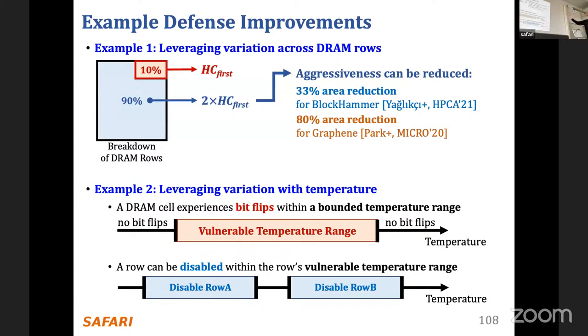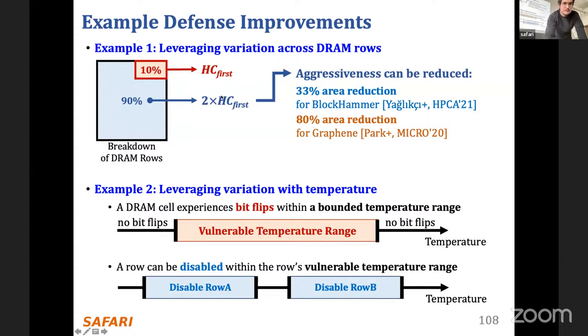This paper discusses the difference improvements in much more detail. But from that observation, we can configure our defenses in a way that they're row-aware, per se. That means for each row, they consider a different HC first value, RowHammer threshold value. This breakdown of DRAM rows figure on the left is depicting the fraction of rows that have a value of HC first, and the fraction of the rows that have a value of 2 times that HC first.